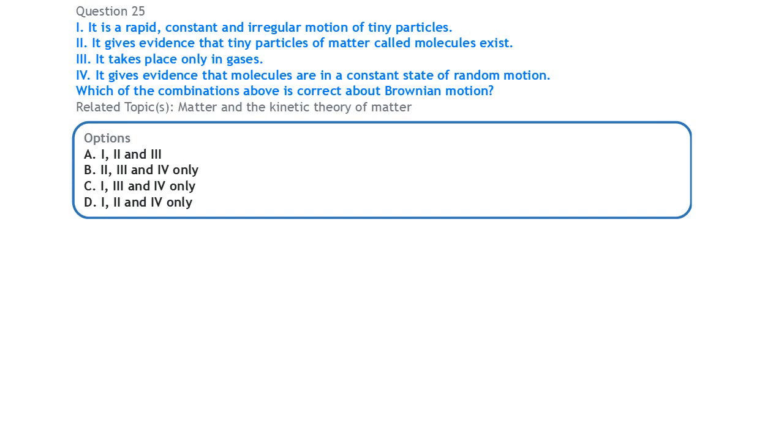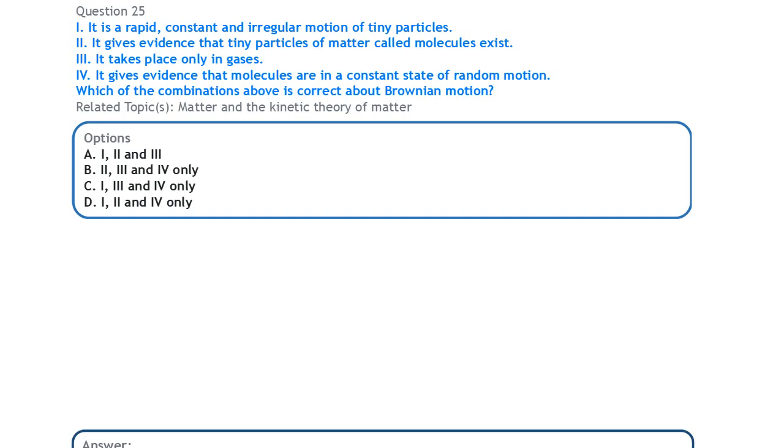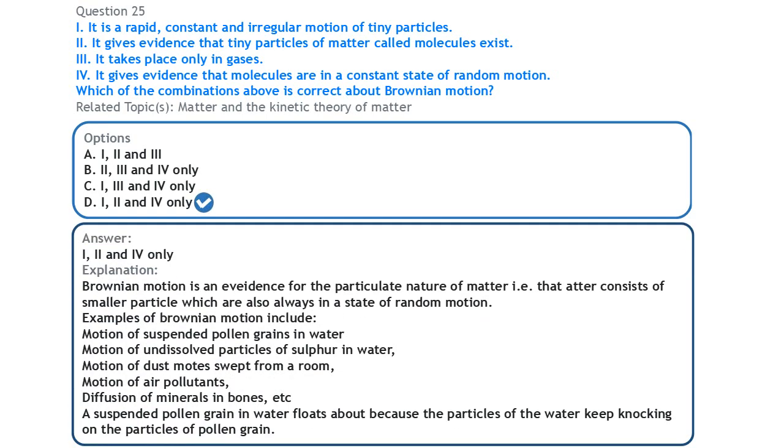It takes place only in gases is a lie. That's not correct. Okay, you also have it in other states, in solids as well, so in between a solid and a liquid, for example. Next, it gives evidence that molecules are in constant state of random motion. Okay, so the correct answer is I and IV. This is also correct. Okay.